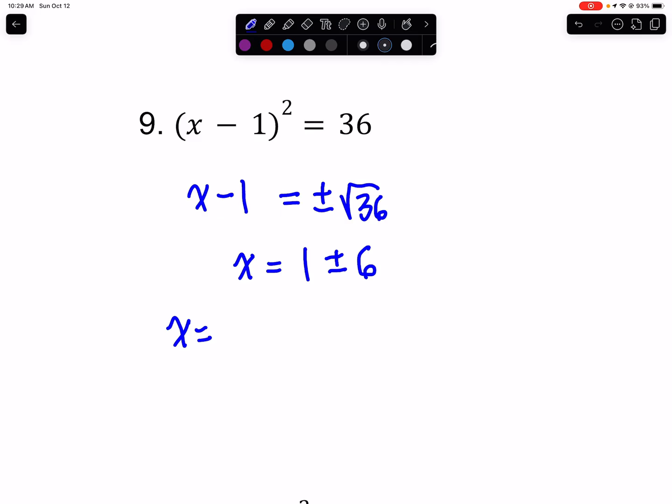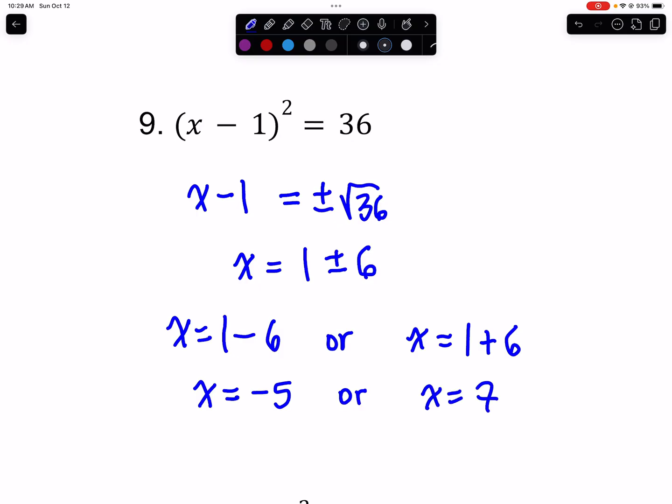We can actually split this into 2, because the hope is that by doing that we can actually get just whole numbers as answers, and those are the answers. You can confirm that, like put a 7 in here. 7 minus 1 is 6. Squared is 36, right? Okay.